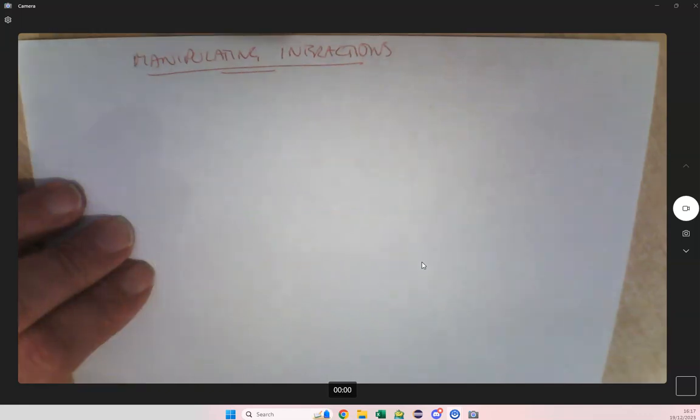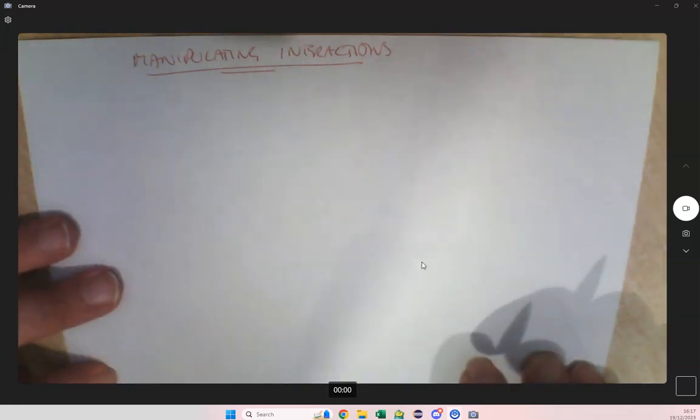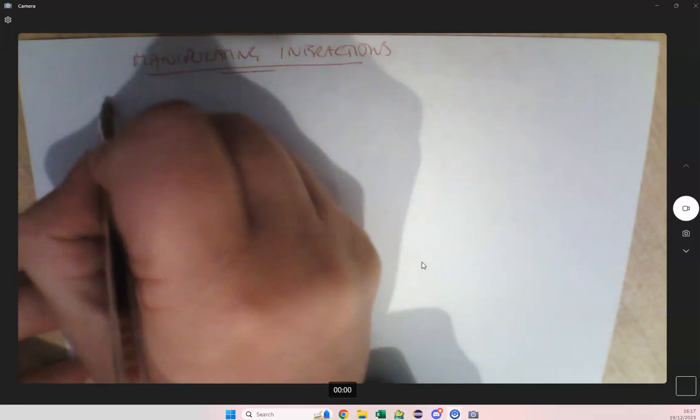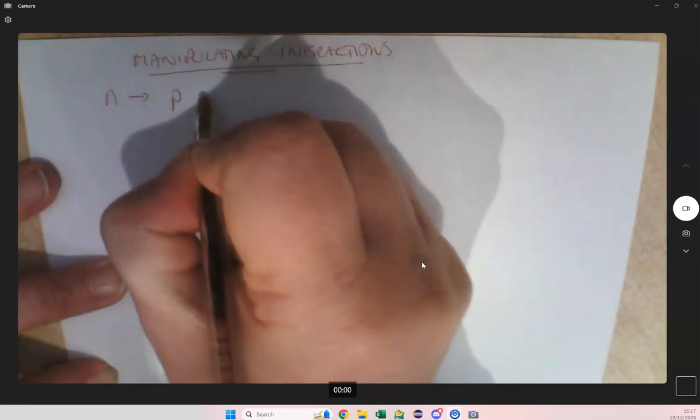So I'm going to quickly run through what I think of as manipulating interaction equations, or manipulating interactions. What I'm going to try and do is show you how to get more out of what you know. Therefore, you actually have to know less. So I'm going to start off with a simple interaction that you should all be very familiar with.